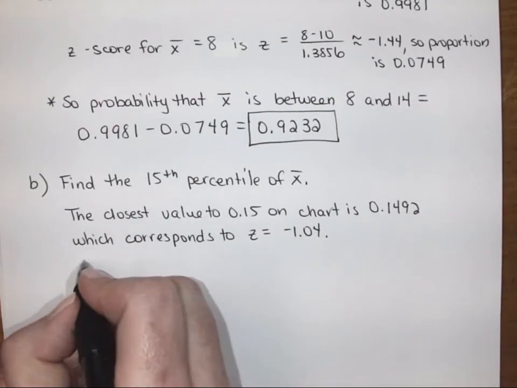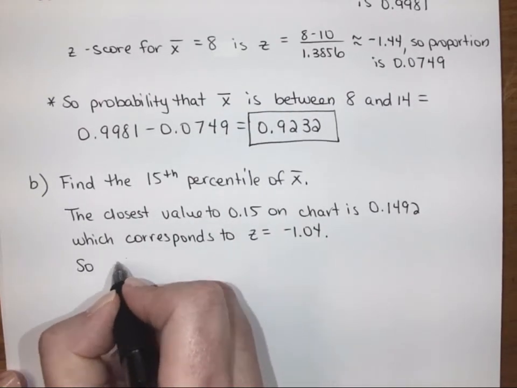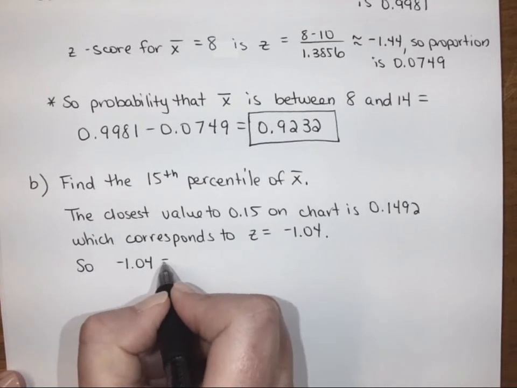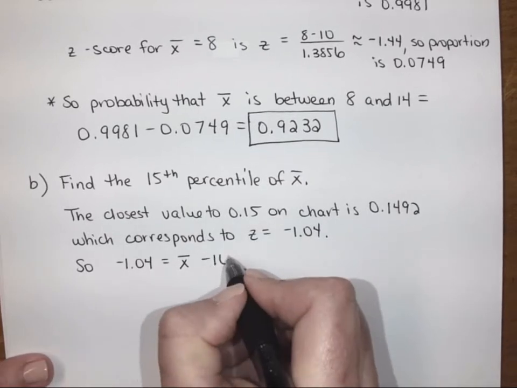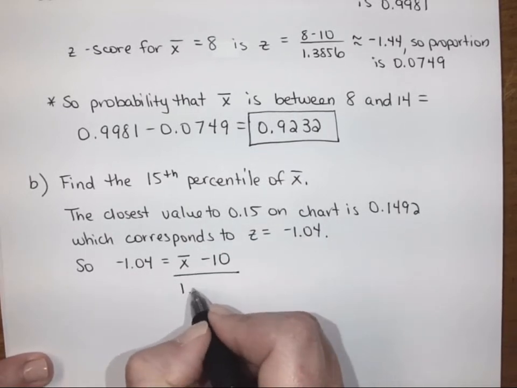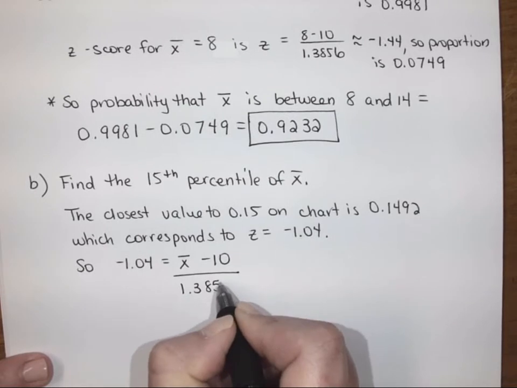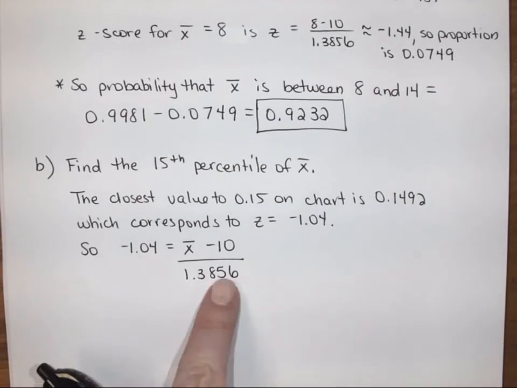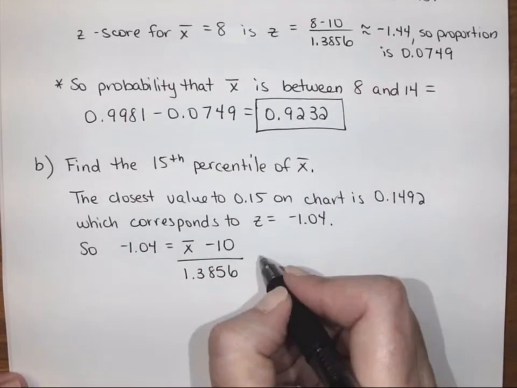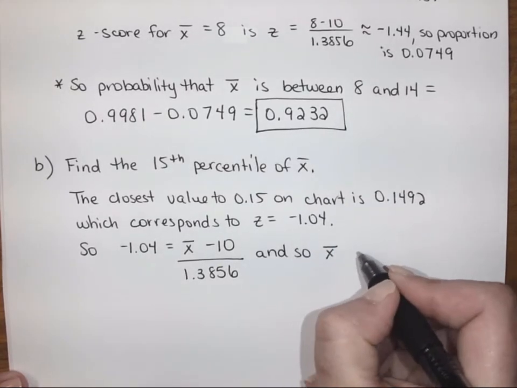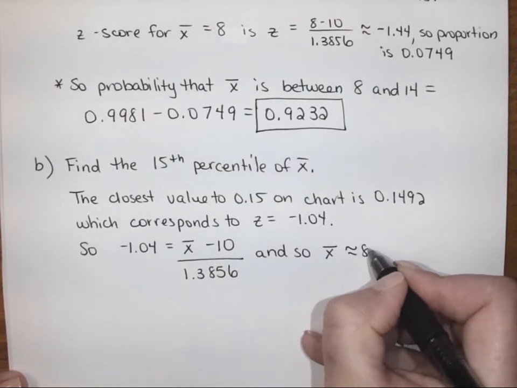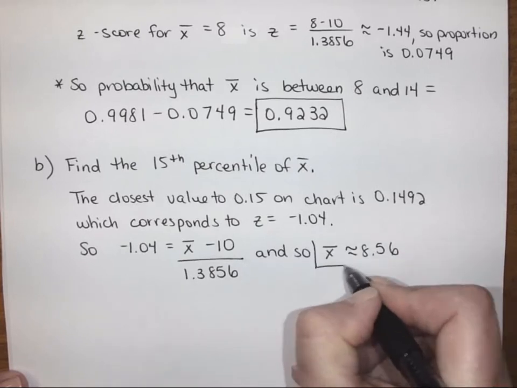Okay, and then this is when you take the z-score and you put it back in that formula. So z-score is going to be x bar. Notice it's not x this time. We're trying to find x bar. So it's x bar minus the 10 and then over that standard deviation we've been using that we found. So again, cross multiply and then add the 10. And so the 15th percentile of sample means we would expect to be about 8.56.